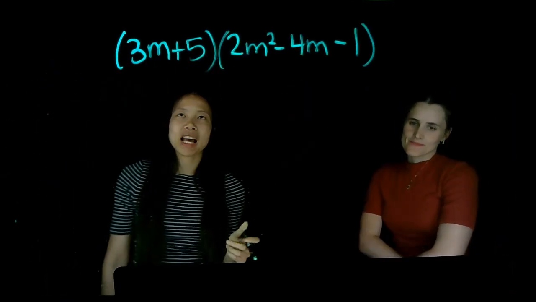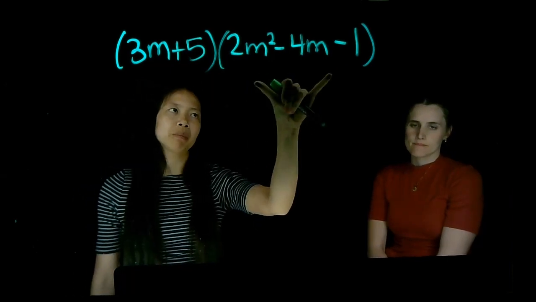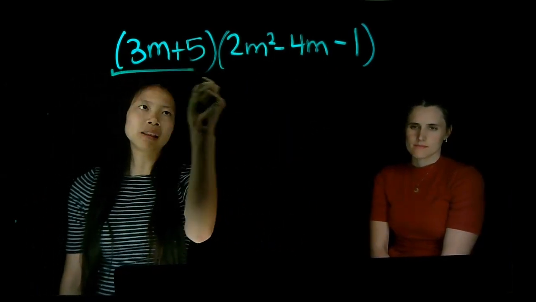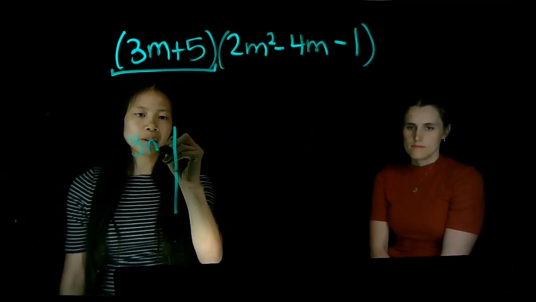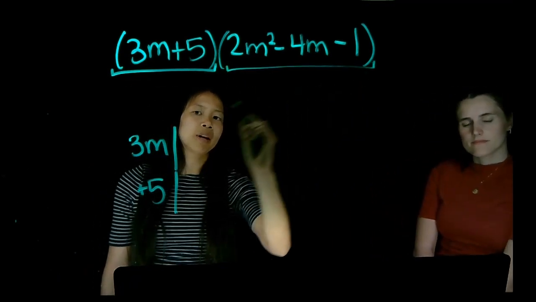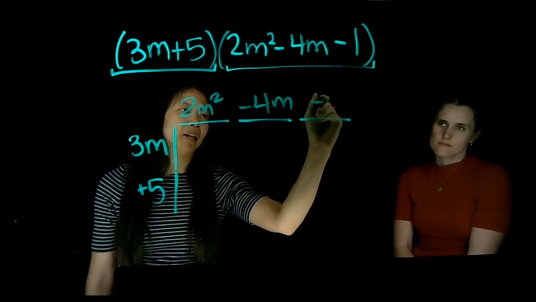All right, let's say we have these polynomials being multiplied, 3m plus 5 times 2m squared minus 4m minus 1. An open area model could be really helpful for us here, if this represents the length of our open area model. So 3m plus 5. Separate terms we want to separate. And we got our width here of 2m squared minus 4m minus 1. Awesome.